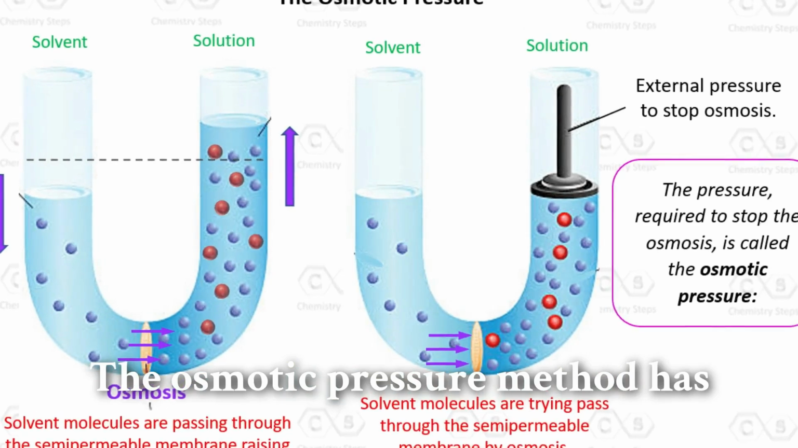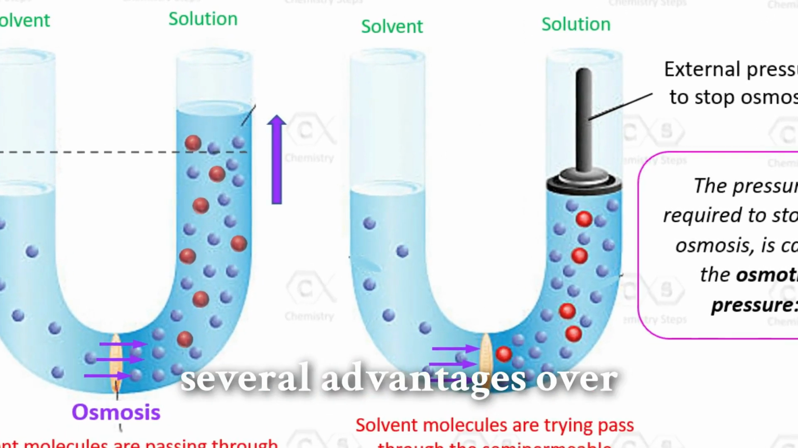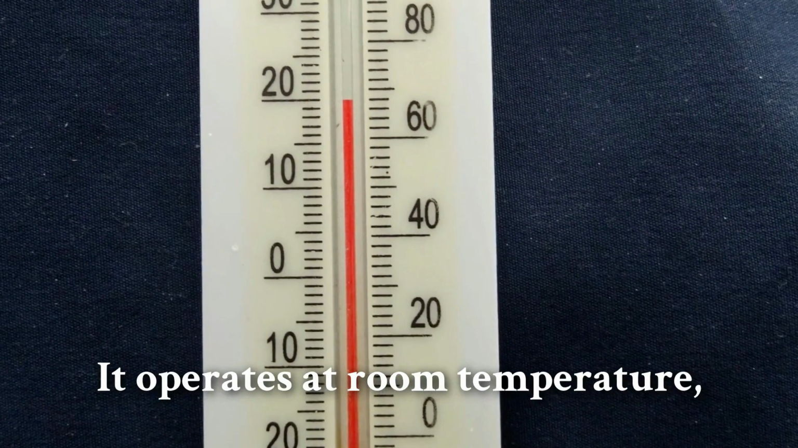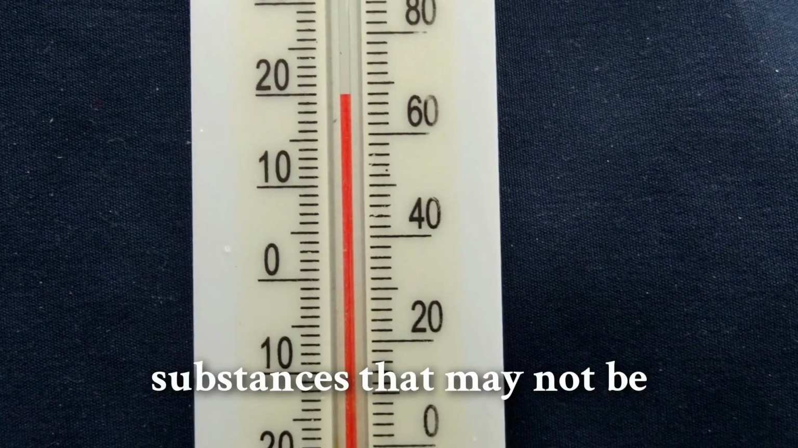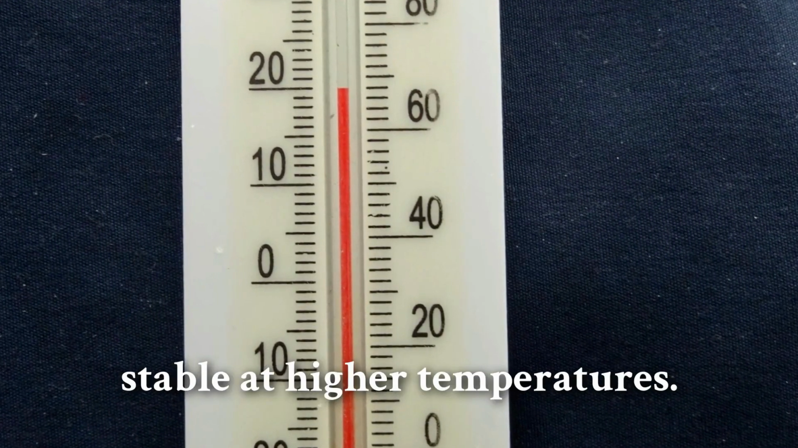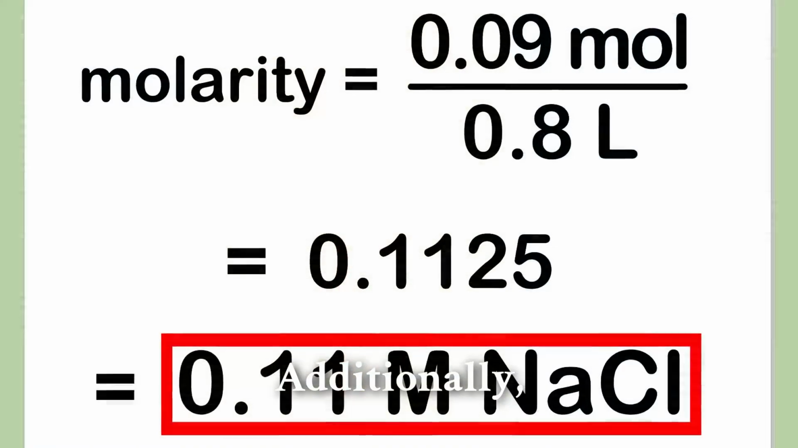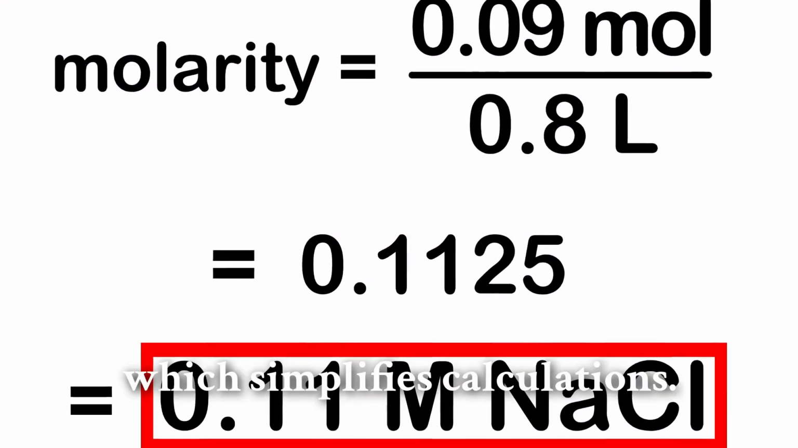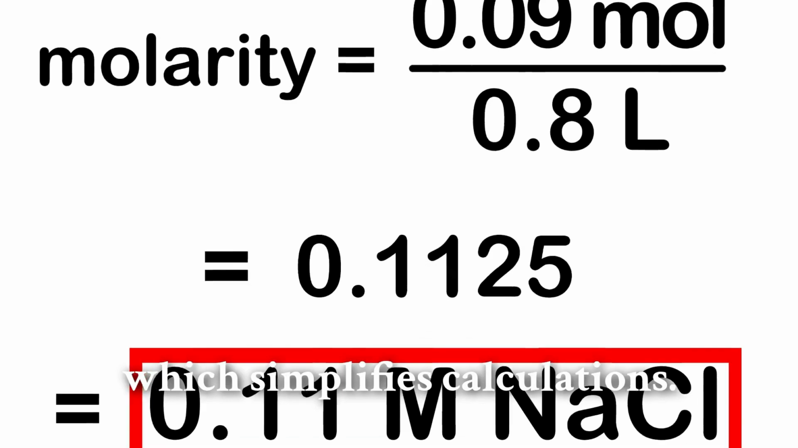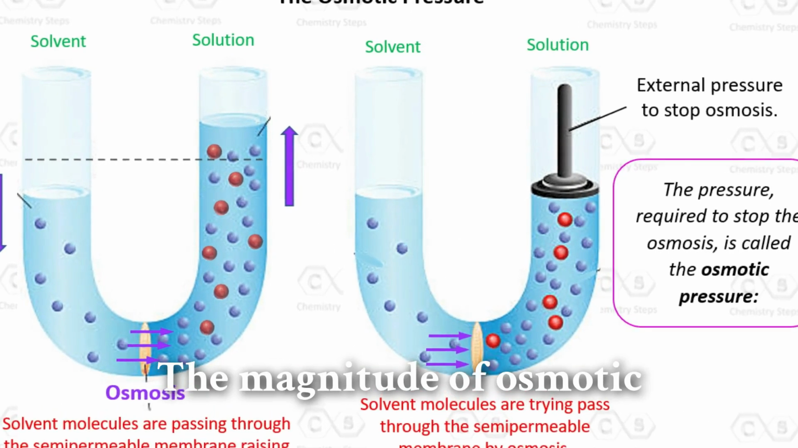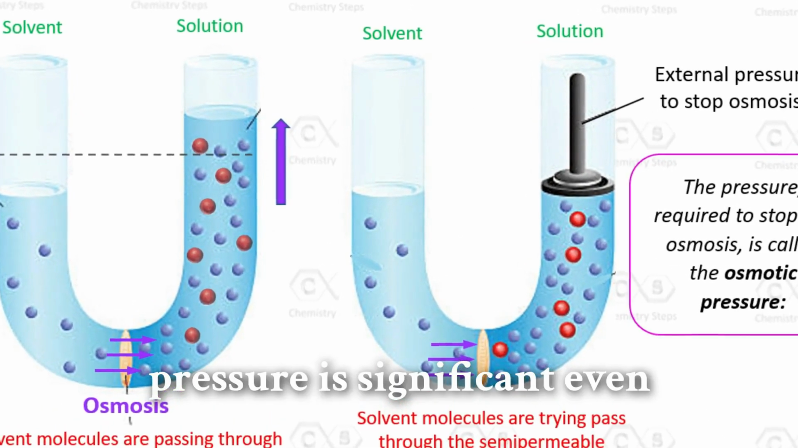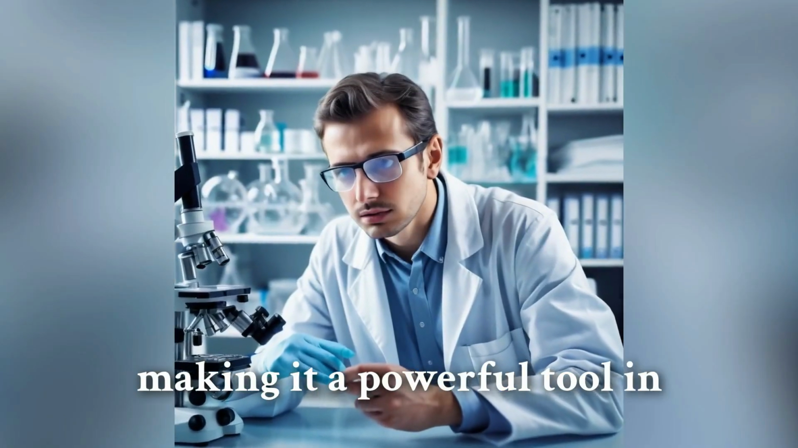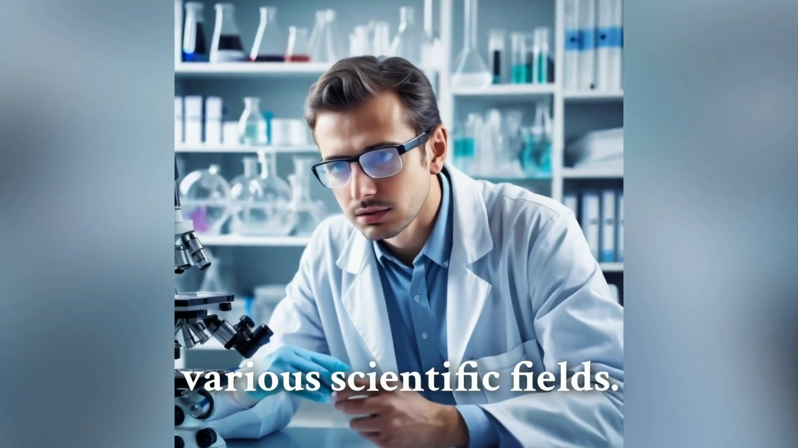The osmotic pressure method has several advantages over other techniques. It operates at room temperature, making it suitable for substances that may not be stable at higher temperatures. Additionally, it uses molarity instead of molality, which simplifies calculations. The magnitude of osmotic pressure is significant even for very dilute solutions, making it a powerful tool in various scientific fields.